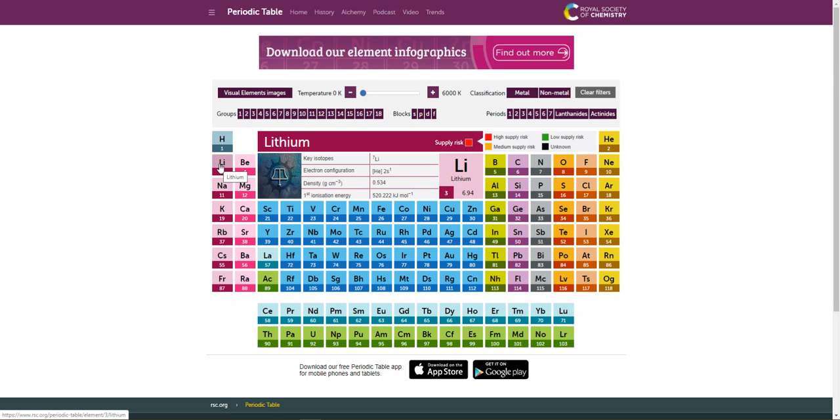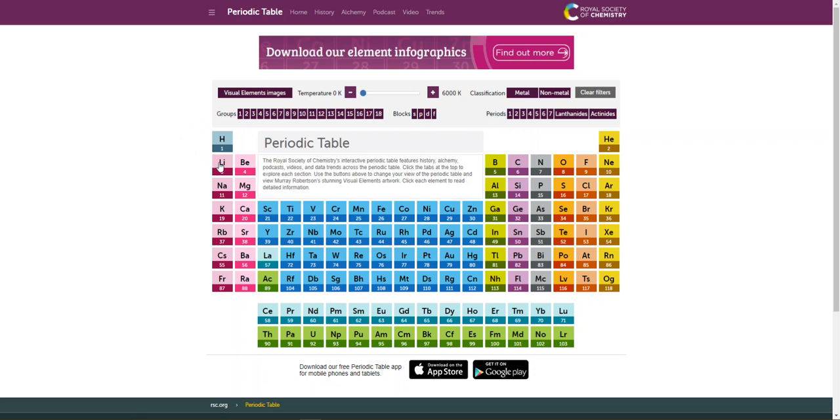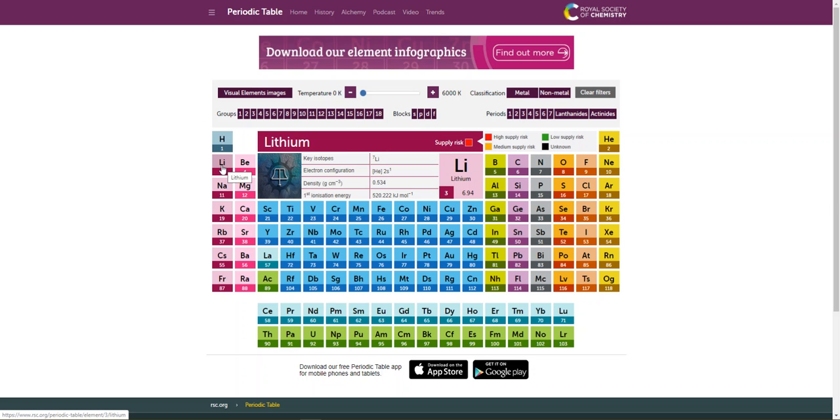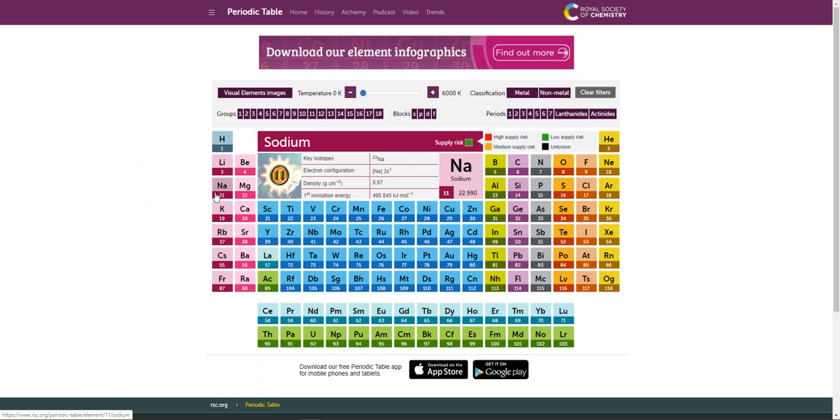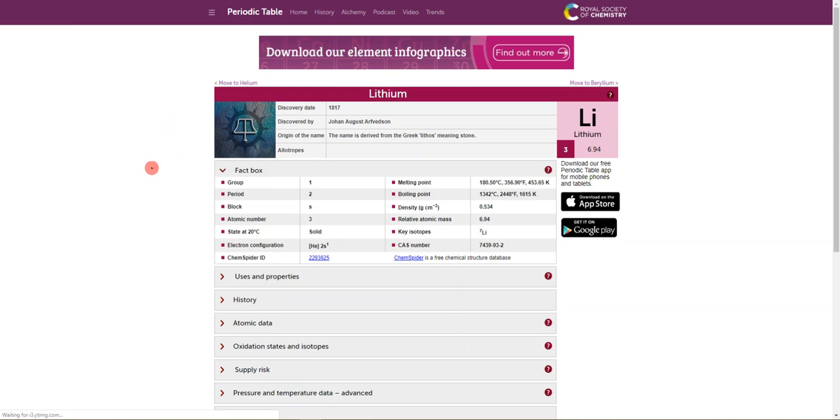If you hover over lithium, for example, the supply risk is high. So it's in very short supply. It's not easy for us to get our hands on lithium. What we can do then as well is click in, so you can go into each element, and when you click into the element, it brings you into this page here. It gives you loads of information about the individual element, and it does this for every element on the periodic table.